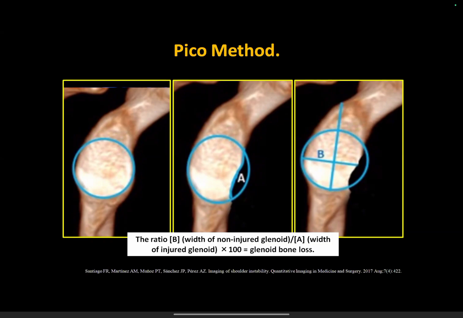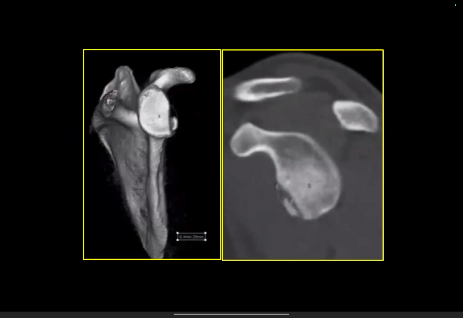So if there is more than 25% of bony loss, this will mandate surgery because it will increase the risk of a worse prognosis. All right. In some literature, they're quite more aggressive, and they recommend that any loss of more than 20% would carry a more serious prognosis.